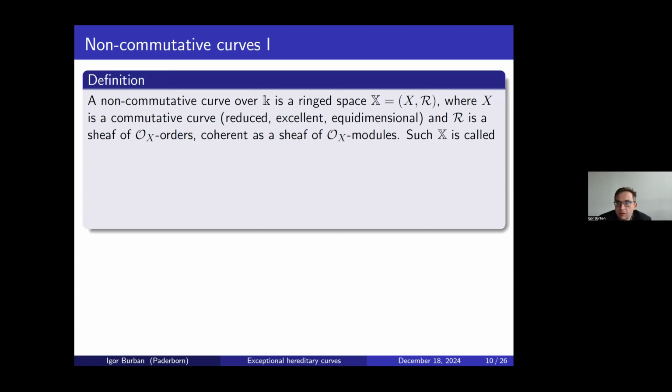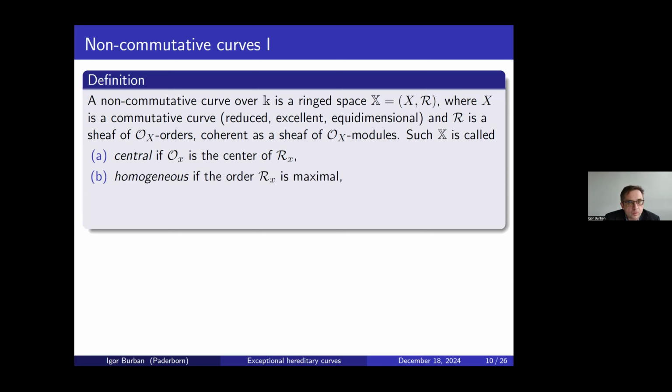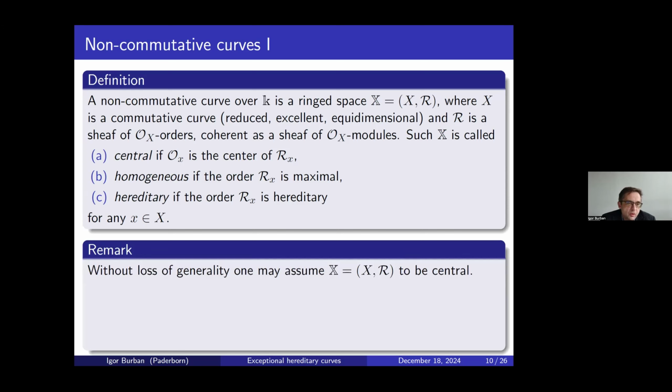And I can speak about the corresponding category of coherent sheaves. If the center of any stalk of R is the structure sheaf of my central curve, I call my non-commutative curve central. If all orders are maximal, then I call the non-commutative curve homogeneous. A maximal order is automatically hereditary, but not vice versa. In what follows, I will talk about homogeneous and hereditary curves. One can actually prove that without loss of generality, one may always assume curves to be central. If they are not central, they can be centralized. I just have to replace X by some bigger curve, and I can achieve centrality. This is a lemma one can show with some input.